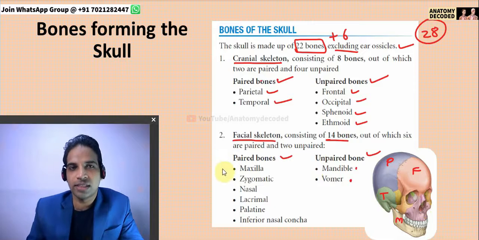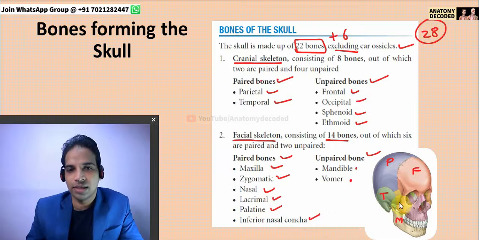Other paired bones in the facial skeleton are maxilla, zygomatic, nasal bone, lacrimal bone, palatine bone, and inferior nasal concha. All these are included in paired bones of the facial skeleton. Here we can see this is the maxilla, and this is the zygomatic bone.